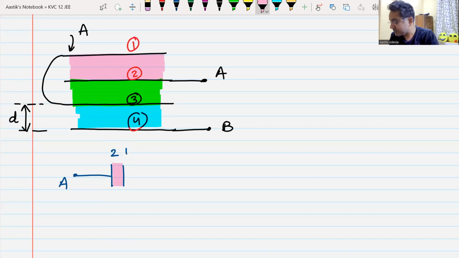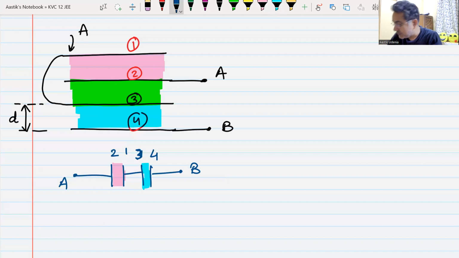Yes, sir. Okay. Now this plate 1 is connected to plate 3, so I make the plate 3 here. Now 3 and 4 also make a capacitor, so I make 4 here and I get my blue capacitor. But this plate 4 is actually connected to point B. So I'm done with the two capacitors, the pink one and the blue one. The green one still remains.